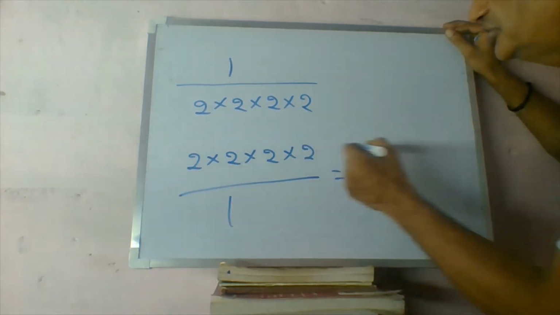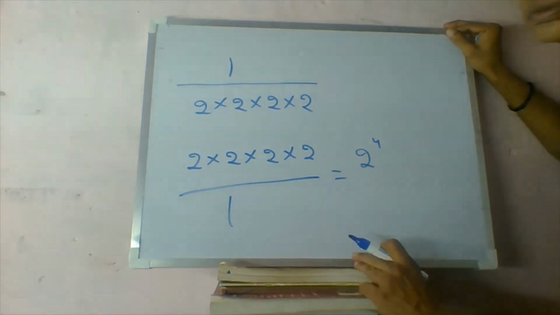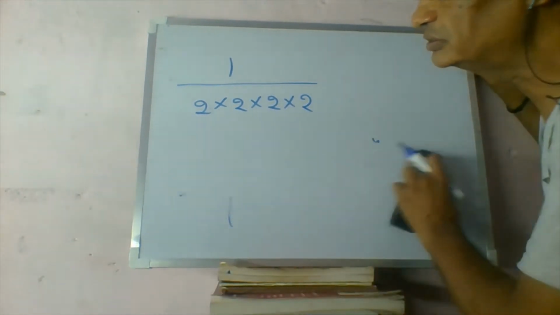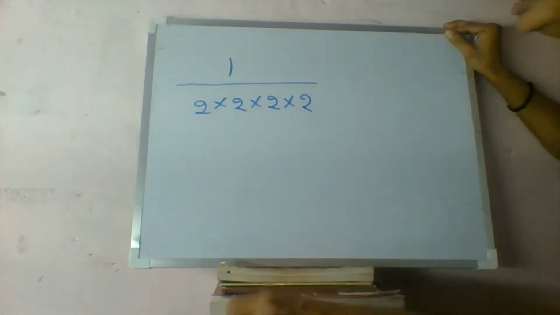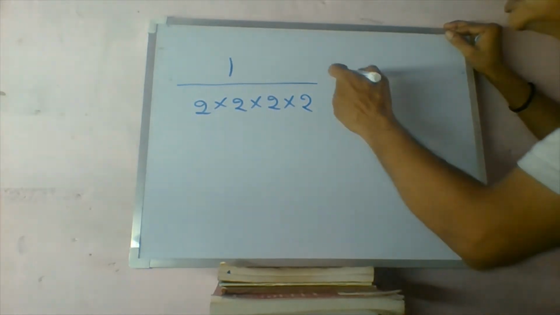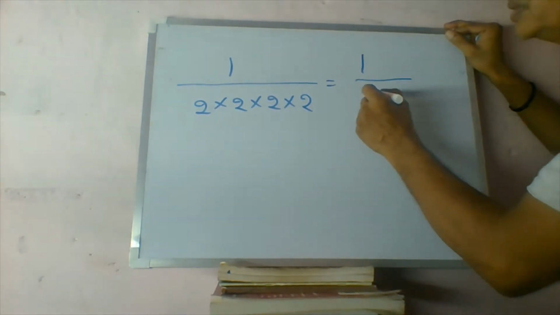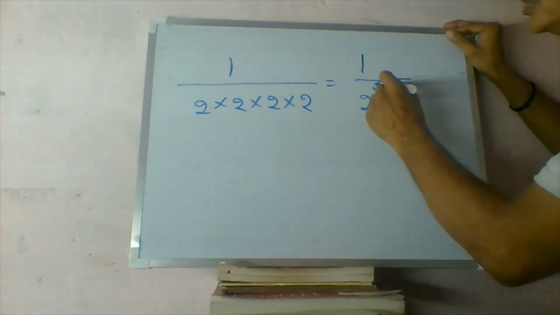That was very easy, 2 raised to power 4. But if we have repeated multiplication in denominator, no problem. It will be 1 over 2 raised to power 4. Same.